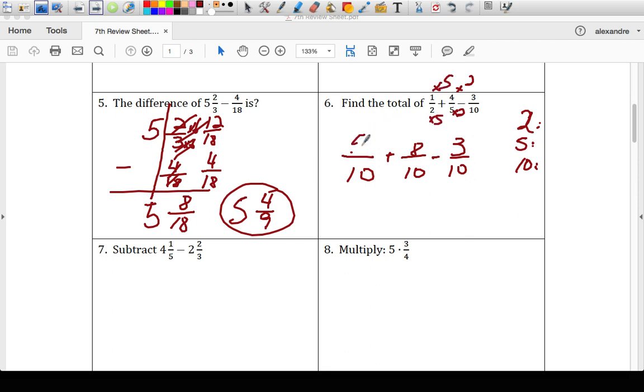Now I can add, remember, order of operations. So I'm going to add these two first. I get 5 plus 8 is 13 over 10 minus 3 over 10, and that's going to give me 10 over 10, or just simply 1.